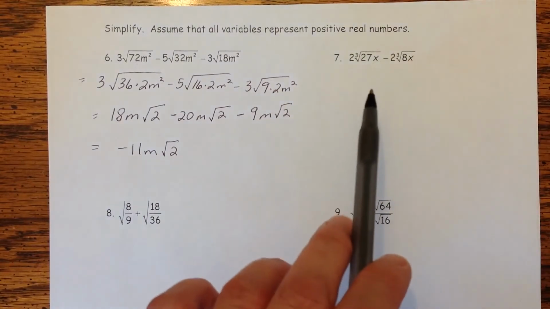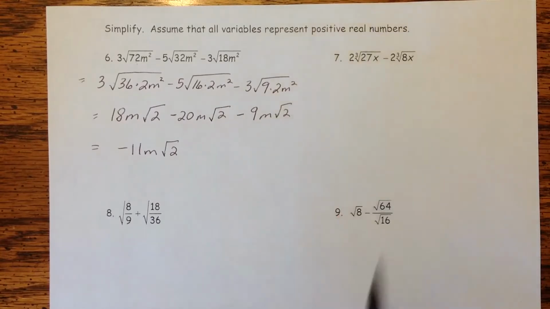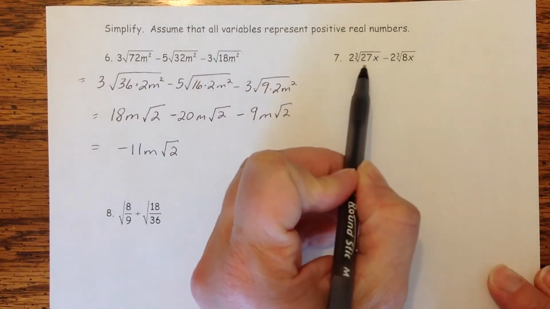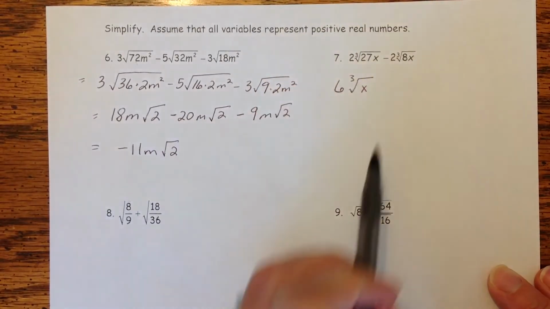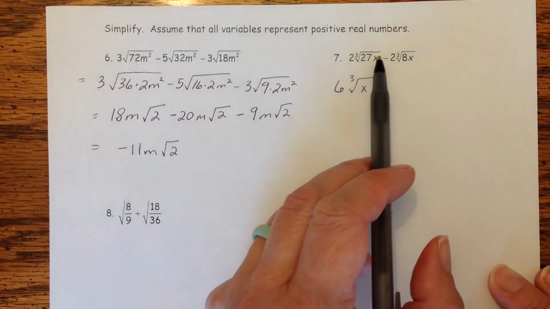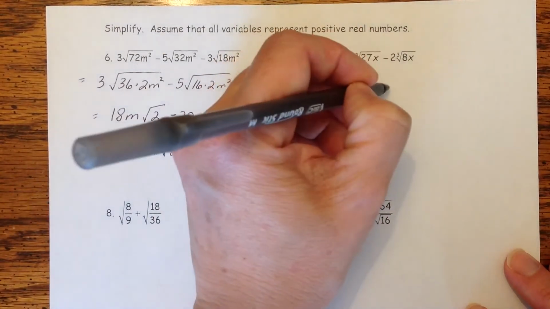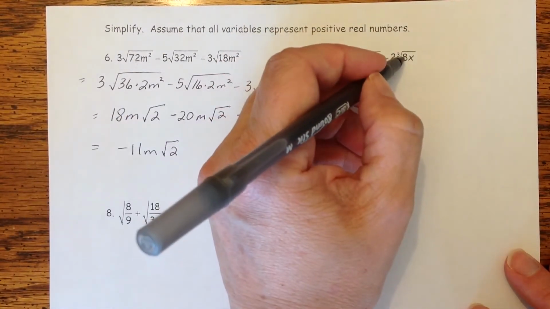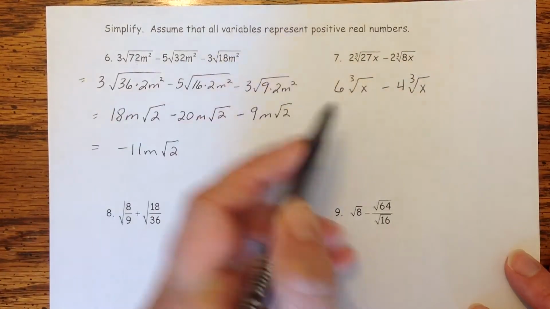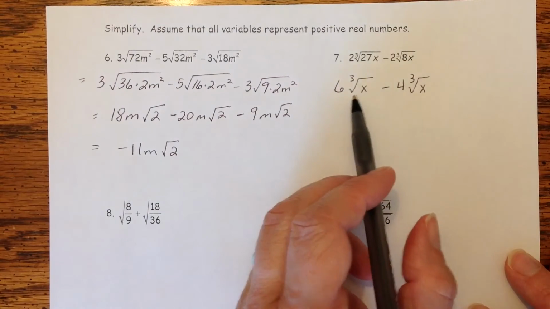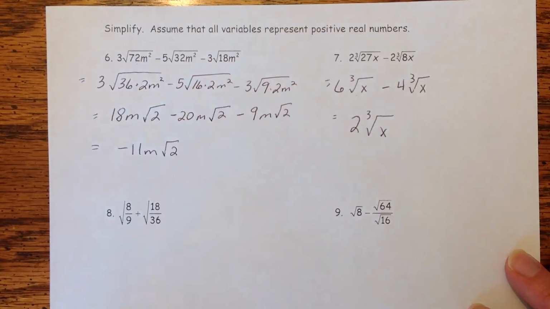27 is a cube root, and the cube root of 27 I can already do. The cube root of 27 is 3. 3 times 2 is 6. And x stays behind because it is x to the first power and 1 is smaller than 3, so I can't do anything with it. Minus cube root of 8 is 2, so 2 times 2 is 4, cube root of x. These are matching radicals, so I can finish my subtraction and get 2 cube roots of x.